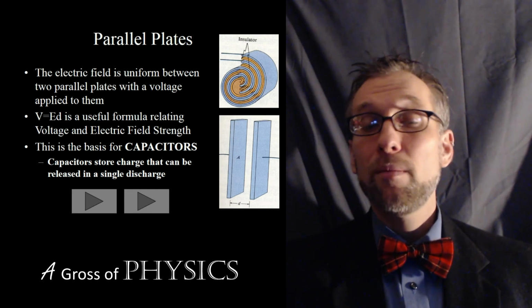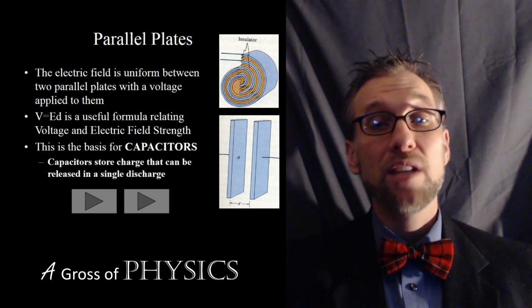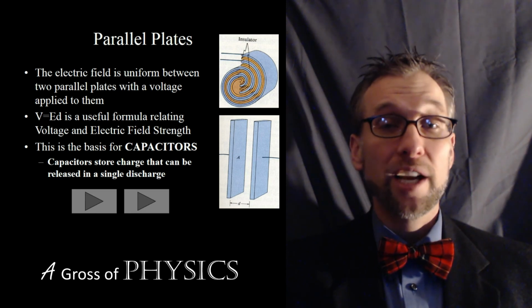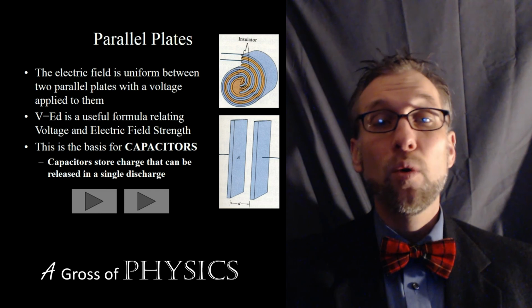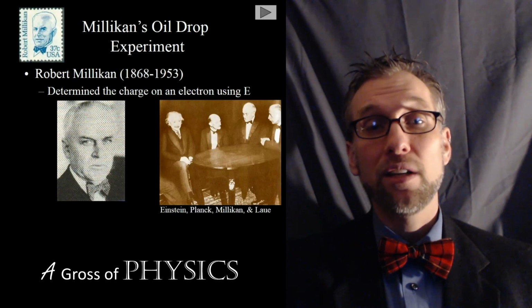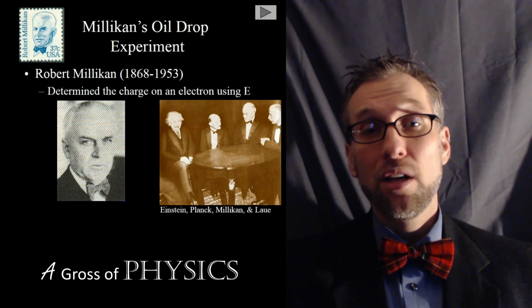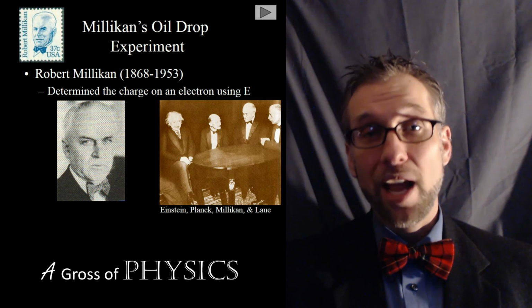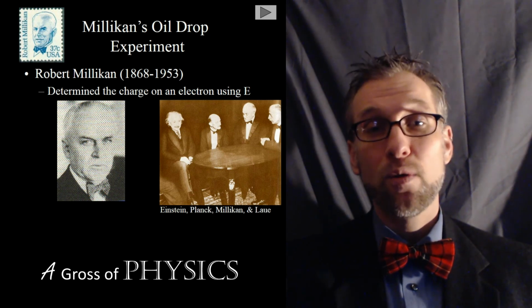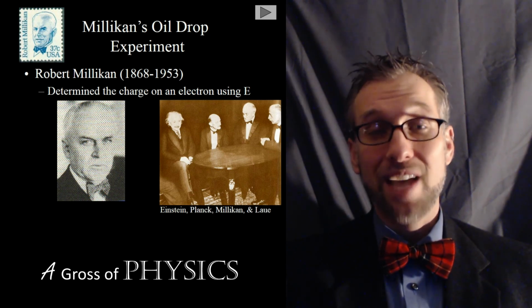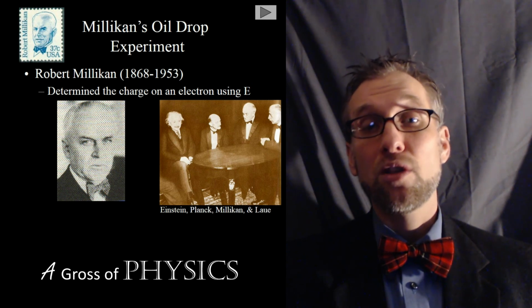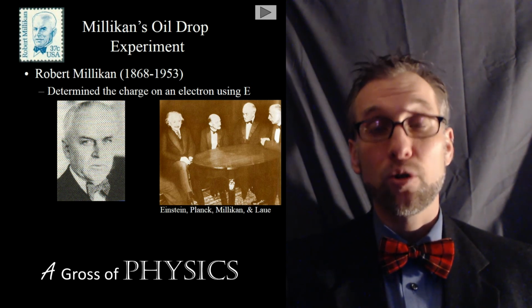We then discussed Millikan's oil drop experiment and how he was able to determine the charge of an electron by putting oil droplets inside an electric field and observing their motion. When they were traveling at a constant rate downward, he knew that the gravitational force and the electric force were both the same, and he was able to deduce the charge on each of the oil drops.